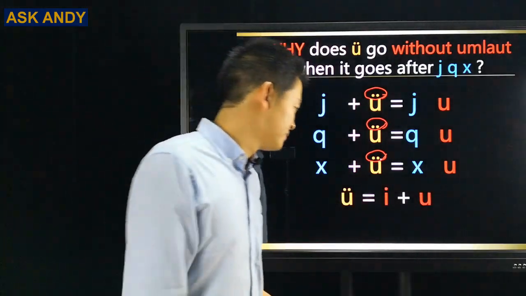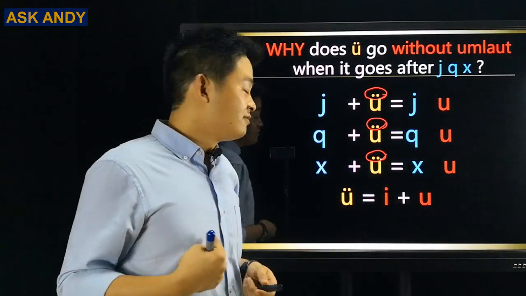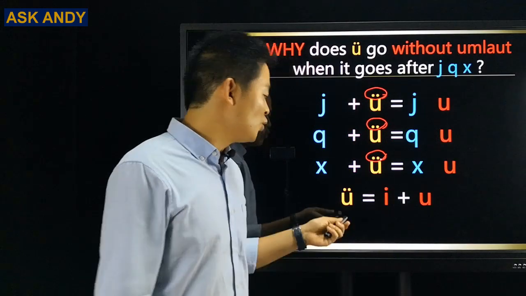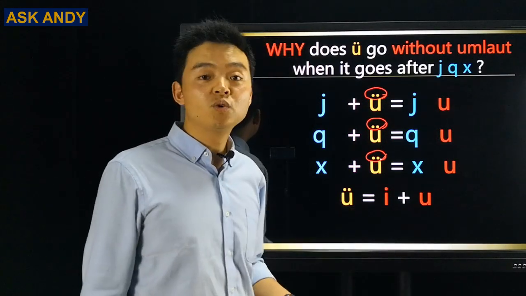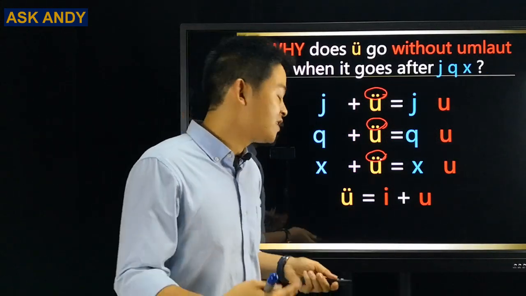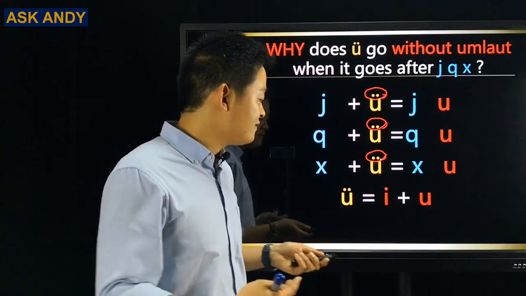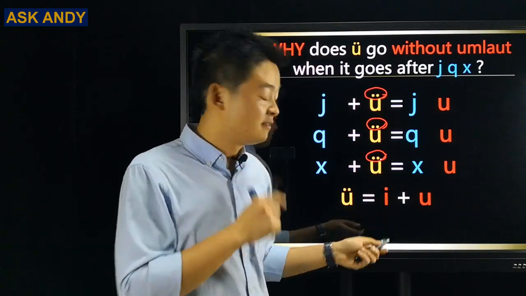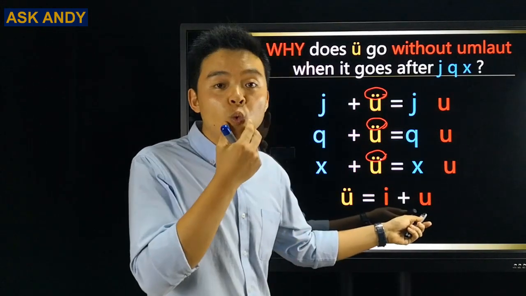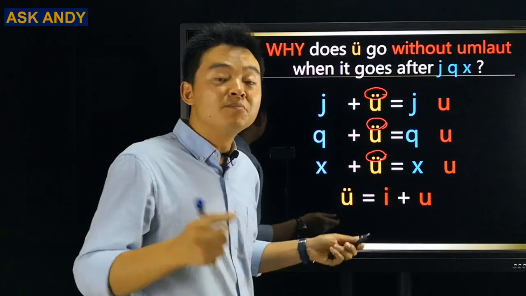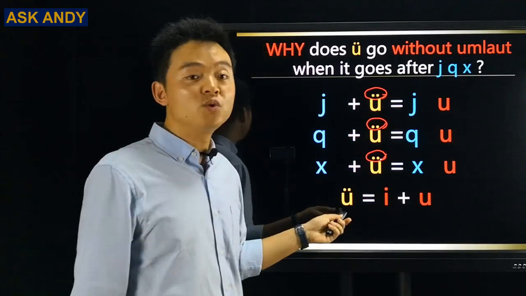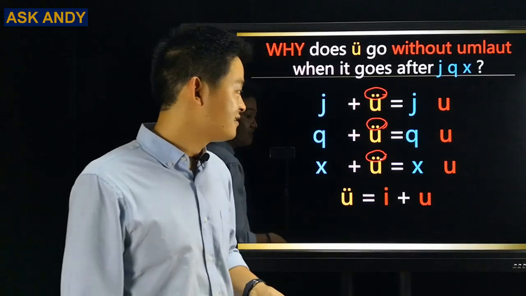This one, take a look. So in my previous video, I made this equation. So yu equals yi plus wu. What does that mean? So when you want to make a yu sound, you have to have your tongue position like a yi and make your lips like a wu. In that case, you can combine them together. Then you're going to get a yu sound.